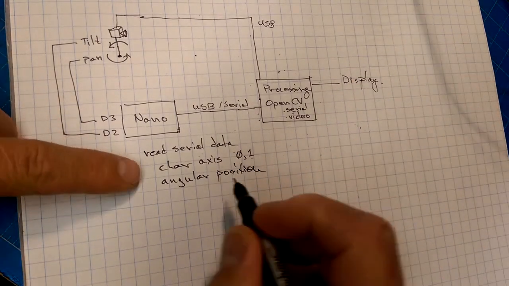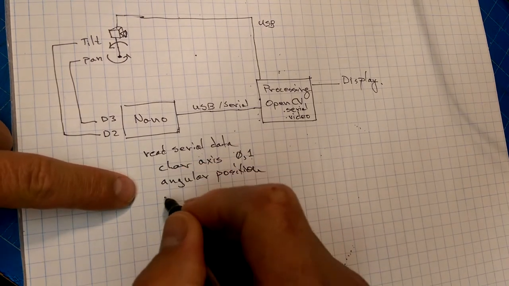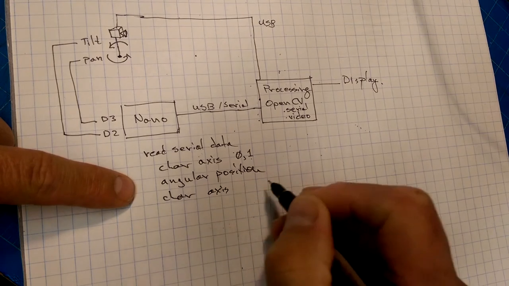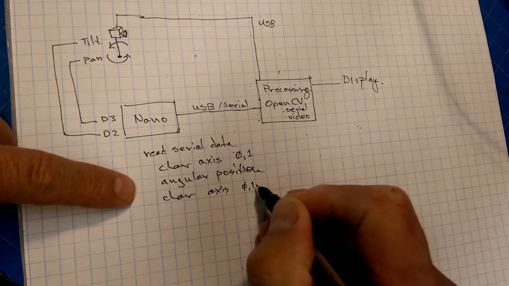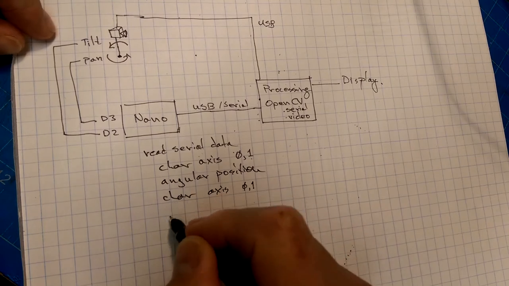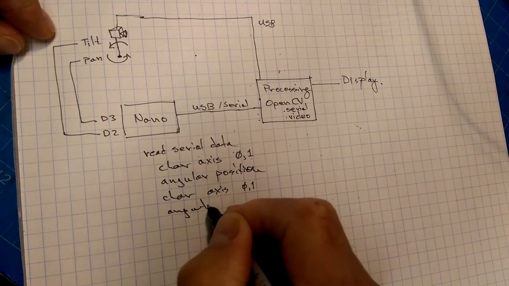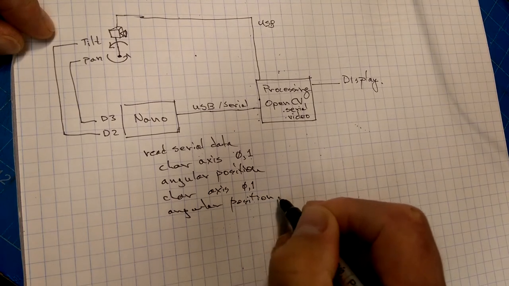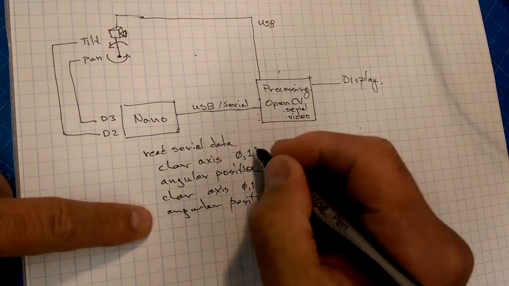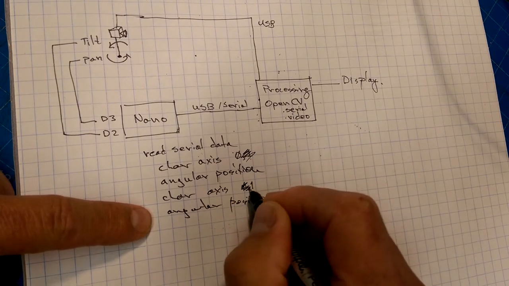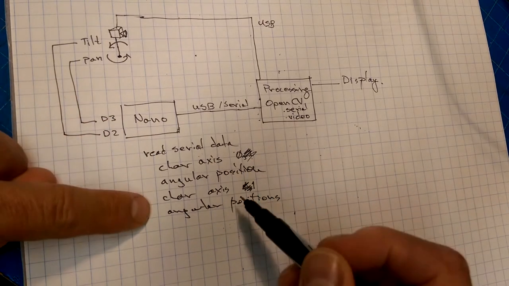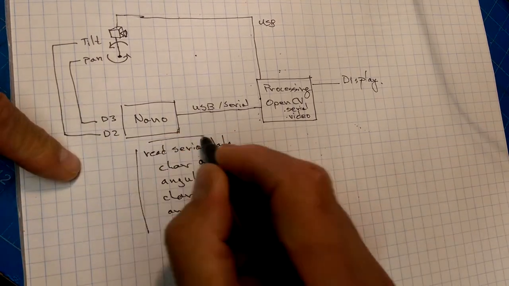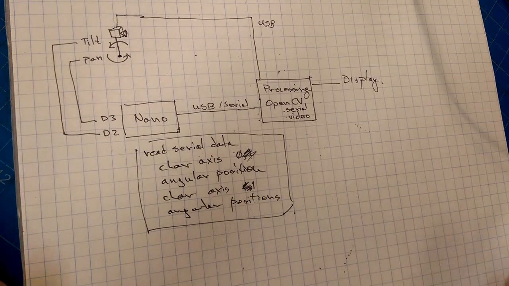Then it's going to read another pair of values, a char for the axis. It's going to be a 1 in the second case. And then it's going to read the angular position of the other axis. So we'll send a 0 first, and then we'll send a 1 second. So 0, angular position, 1, angular position. That's one block of code that we have to manage.